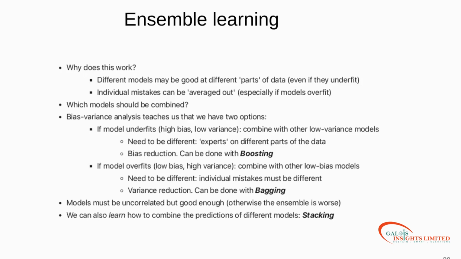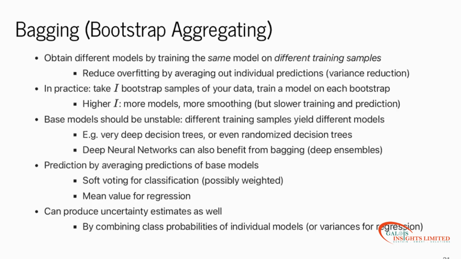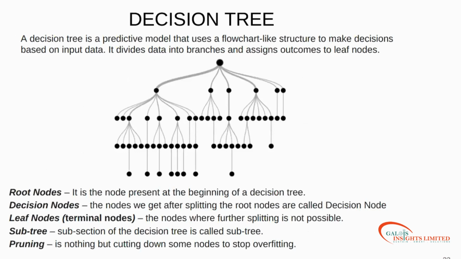So XGBoost, AdaBoost, and gradient boosting for boosting, and then decision tree and random forest, are typical examples of this area of study. So I'll quickly go over this and then talk about decision trees.